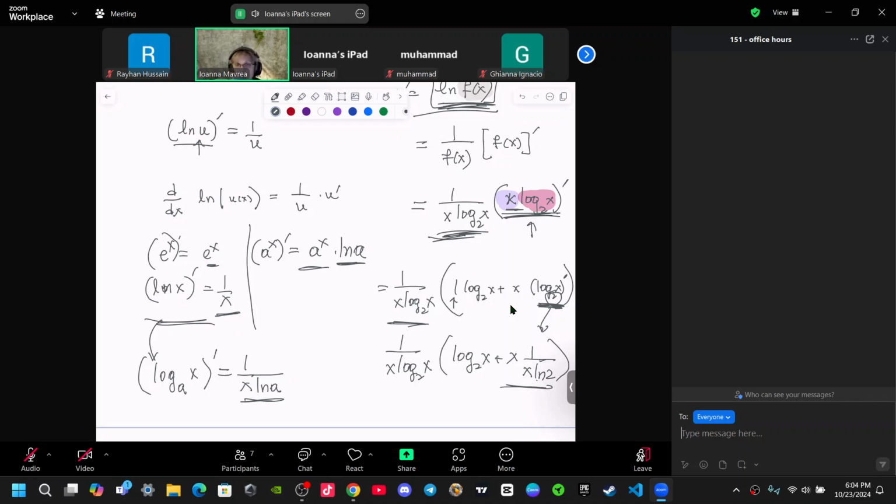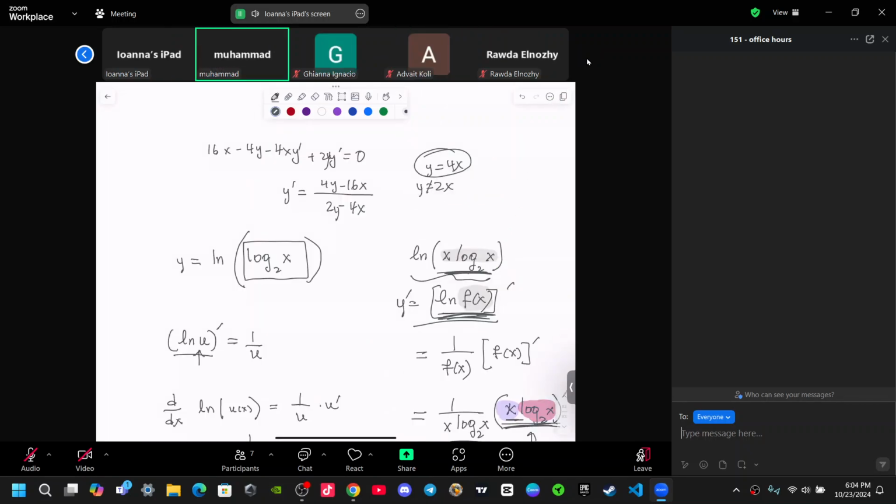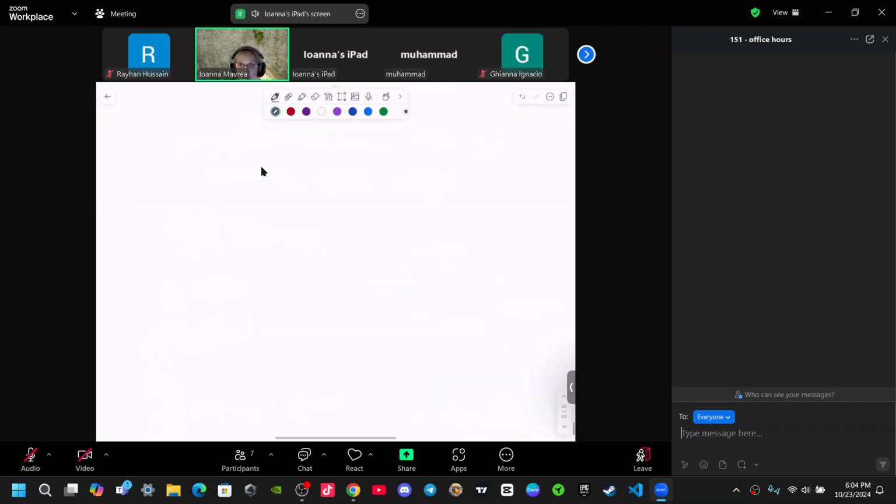So questions? Yeah, so back to what the function was originally, can I not just do ln of x plus ln base 2 of x and just derive those two separately? So you're saying to take this, and there was an x in front of the log. Oh yes, so ln of x plus log base 2 of x.